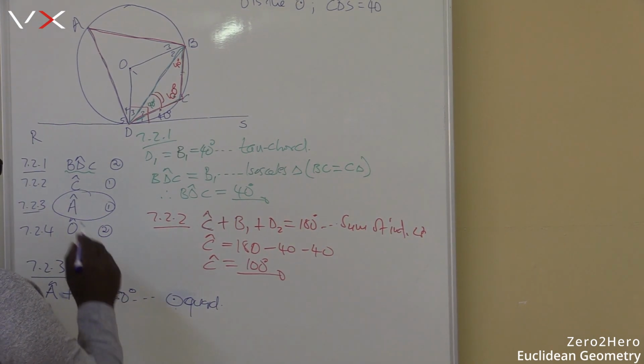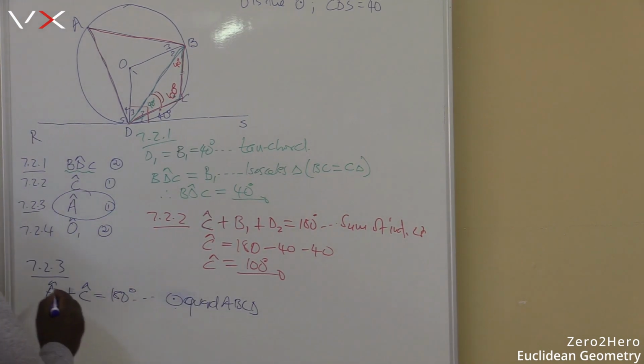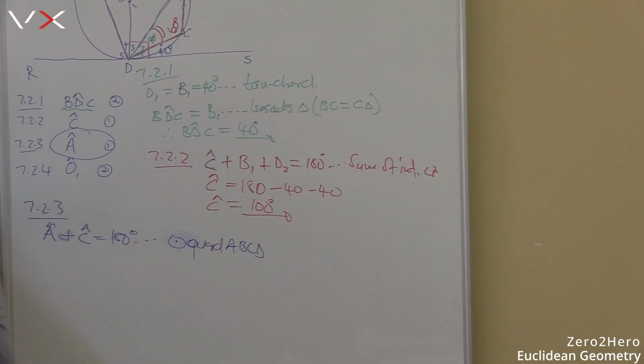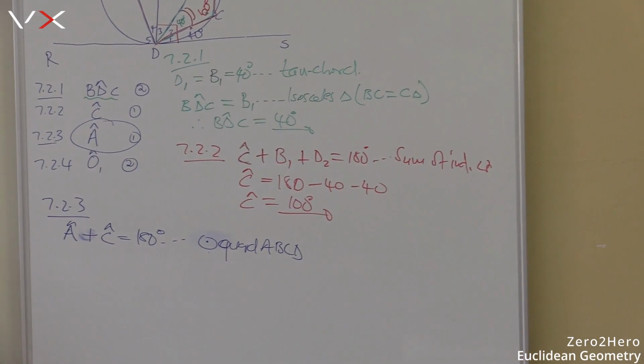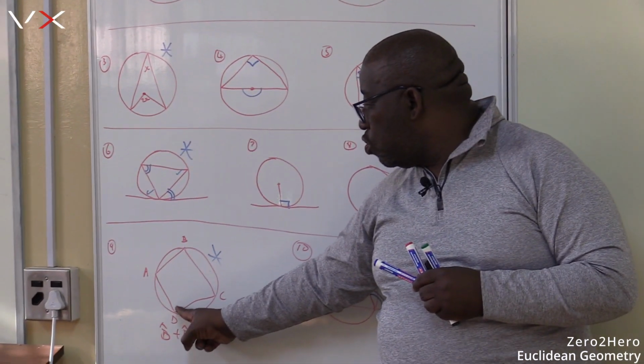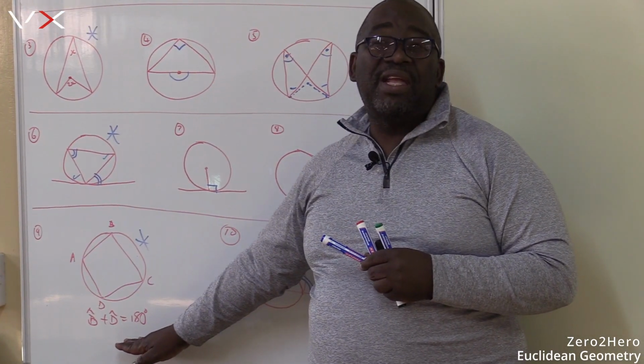What cyclic quad is this? It's A, B, C, D. Cyclic quad ABCD. That's why you say angle A plus angle C is equal to 180. We get that from our theorems. The theorem says this angle plus this angle is equal to 180 degrees. Whenever you've got the sum of 2 opposite angles in a cyclic quad, you'll always get 180 degrees.